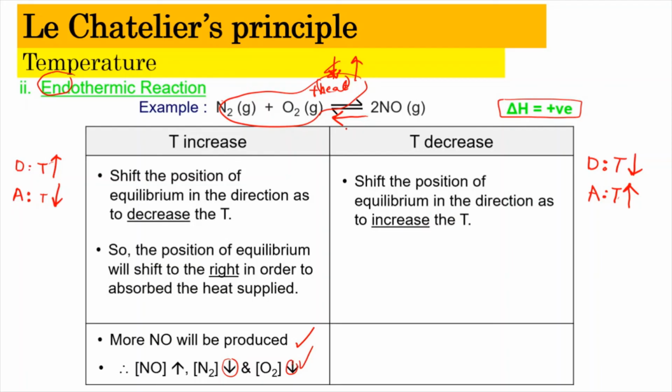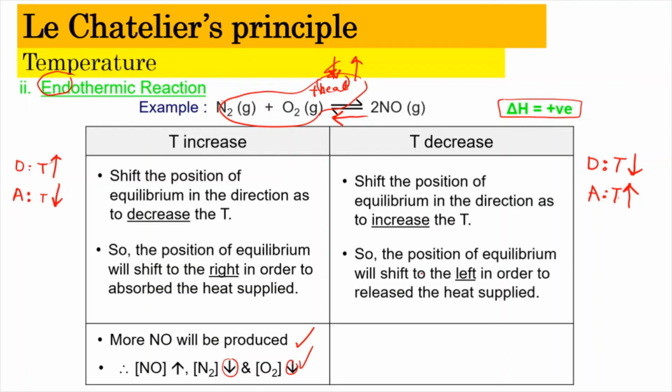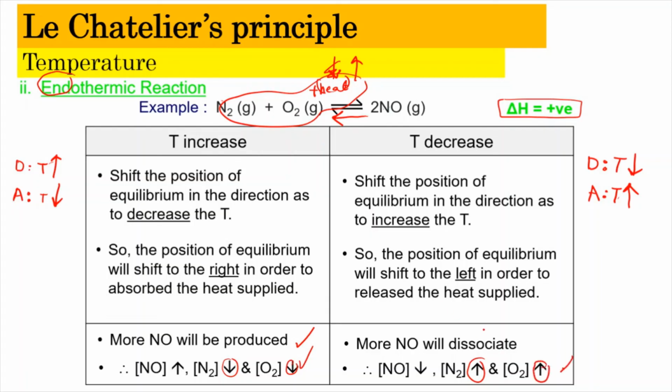Alright, so we need to shift the position of equilibrium in order to increase the temperature, which is to the left. And we can shift the position of equilibrium to the left in order to release the heat supply. And as a result, more NO is going to be dissociated and then the concentration of the nitrogen gas as well as the oxygen is going to get higher. Alright, so these are the factors of the temperature according to the exothermic and endothermic reaction.